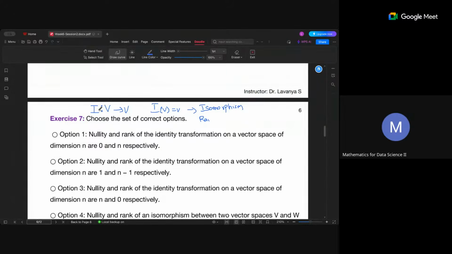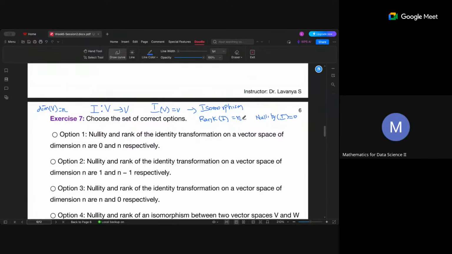So let's say that the dimension of V is n. What can you say about rank and nullity of I? Rank equals n and nullity equals 0.